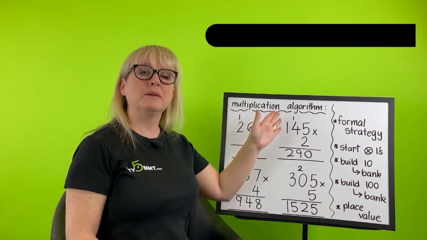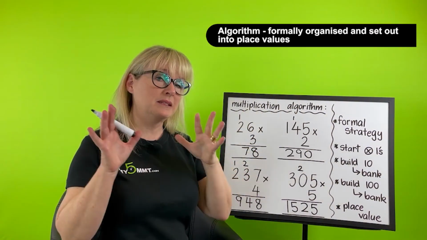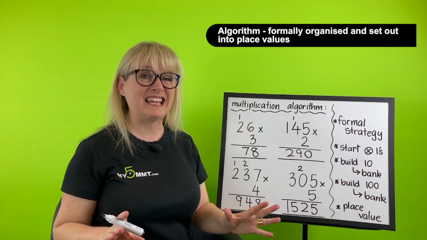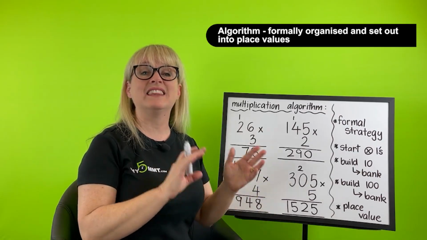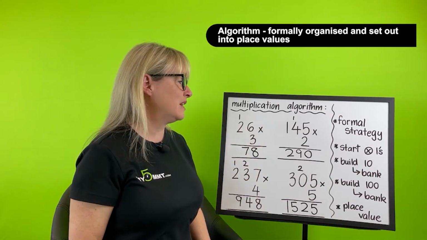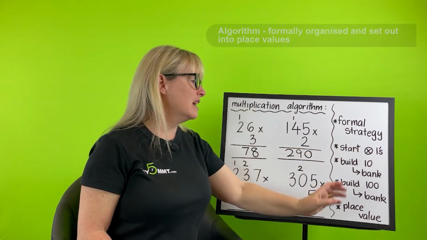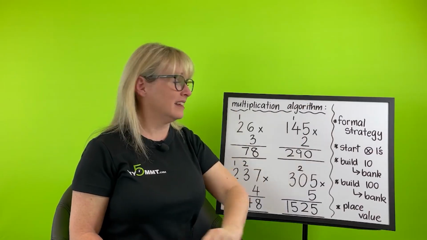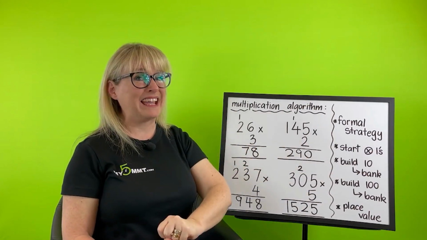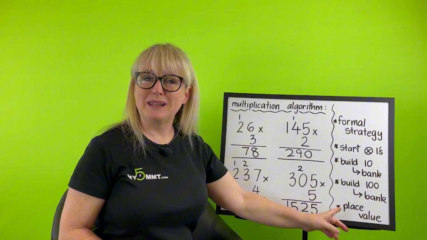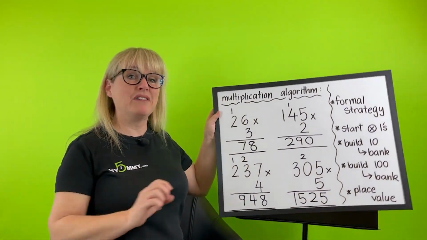So what am I doing? I'm doing a formal strategy. It needs to be very organized and neatly set out into the tens and the hundreds and all the different place values. I start multiplying in the ones always first. I build 10 and bank it. I build 100 and bank it. I talk about my place value as I'm solving my algorithms.